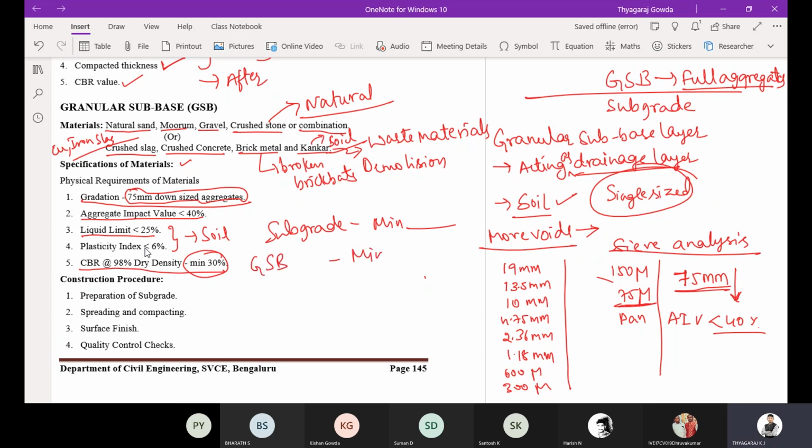For subgrade soil we have seen what is the minimum CBR value for subgrade. It is 5%. Here you can observe it is 30%. So as you progress from the top to bottom layer, the strength of the material is going to increase. Is it clear?